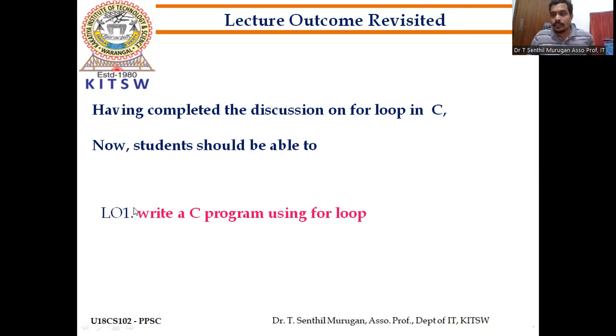So now, I hope you have enjoyed the session: how we can use the for loop, why we are using the for loop, what the advantages of the for loop are, and the comparison between the for loop, while and do-while loop. So these are the things we discussed in this video. Lecture outcome revisited: having completed this discussion on the for loop in C language, the students should be able to write a C program using the for loop. Now we have the capability to write a C program with the help of the for loop.